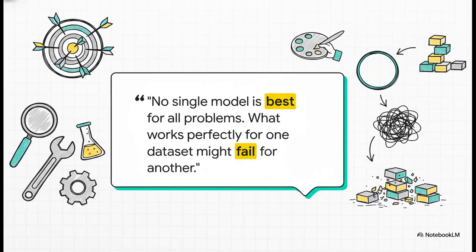This leads to a really famous idea in machine learning called the no free lunch theorem. And all it means is that there's no single silver bullet. There's no one model that's the best for every single problem. What works perfectly for one project might be terrible for another. At the end of the day, picking the right model is both a science and a bit of an art.